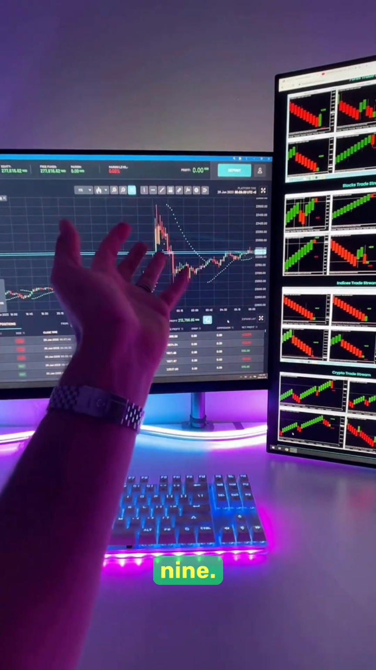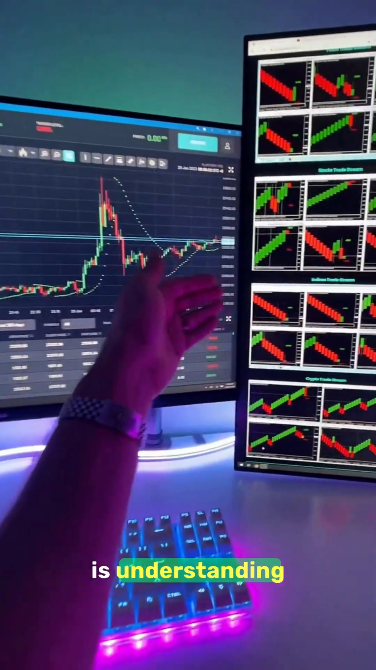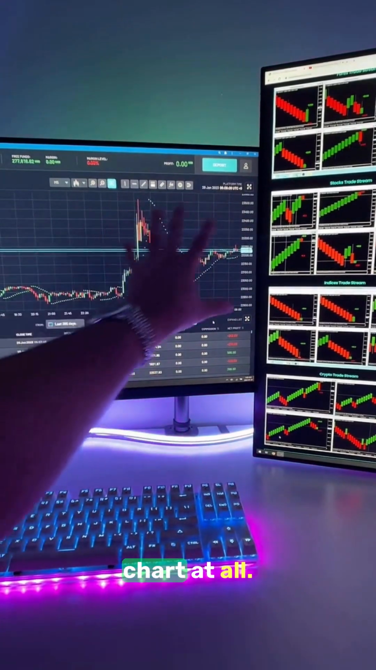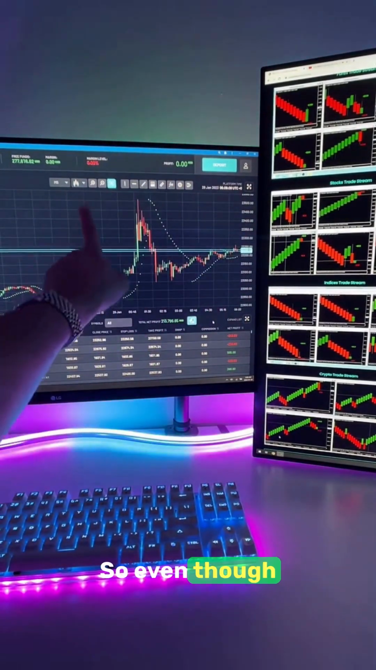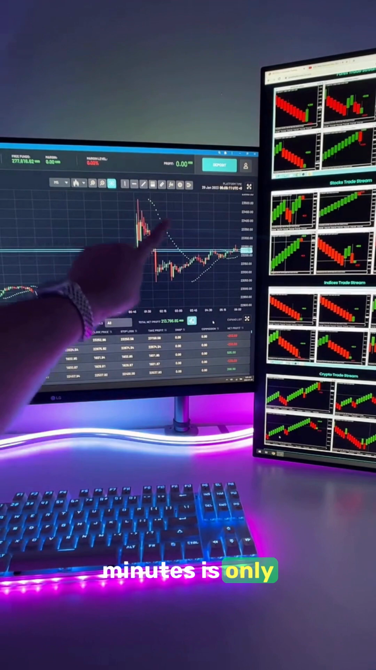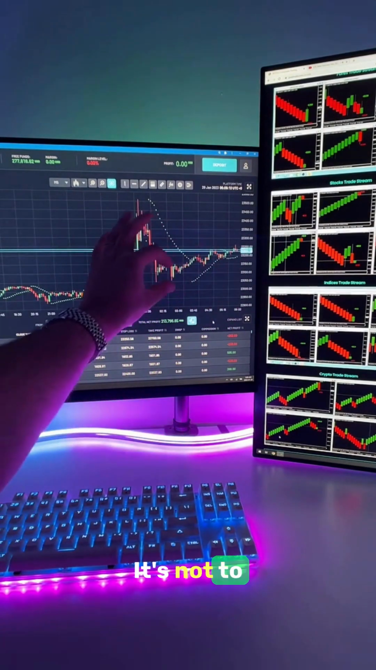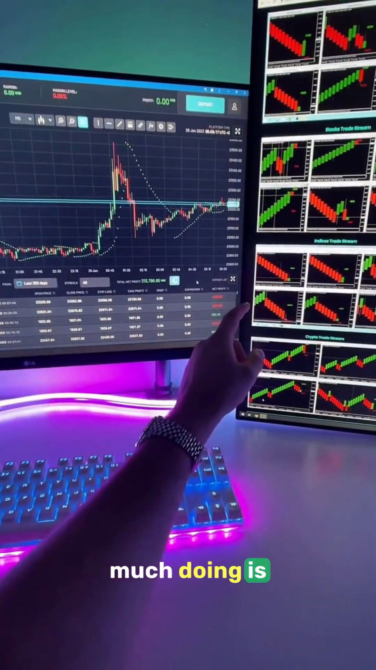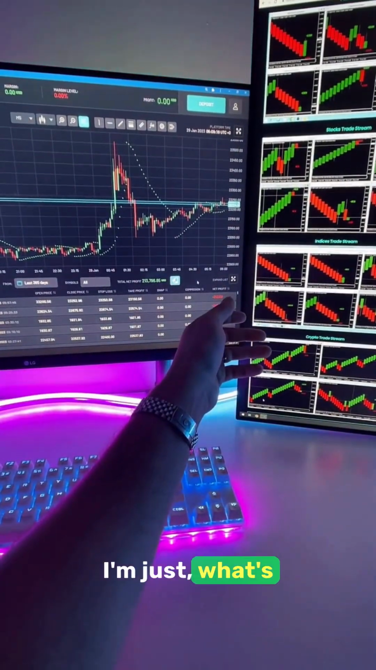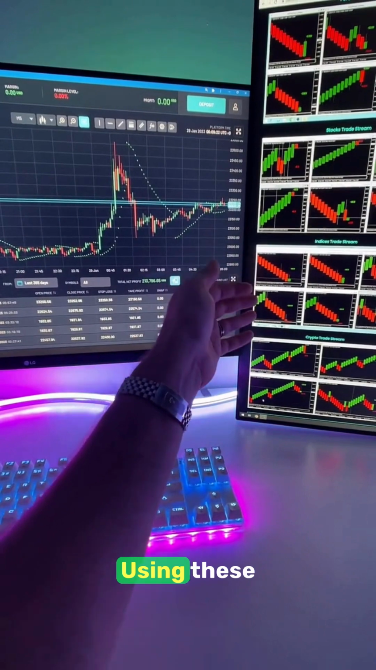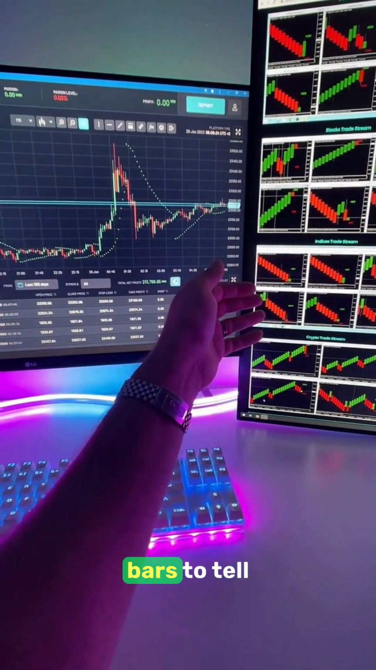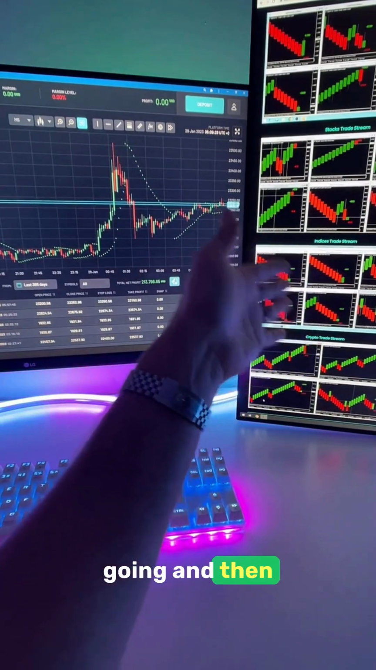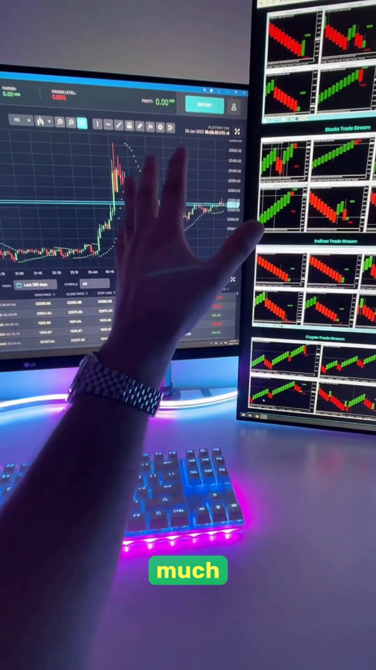So here's the thing, Cloud9. What it really comes down to is understanding that I don't trade based on this chart at all. So even though I have it set to 5 minutes, the 5 minute is only for the PSAR. It's not to be able to analyze these candles. What I'm pretty much doing is I'm just using these range bars to tell me which way the trend is going, and then entering on the reversals. That's pretty much all I'm doing.